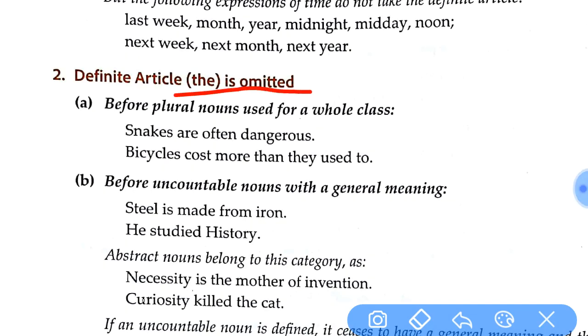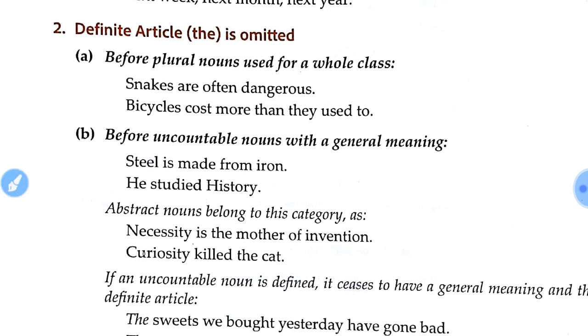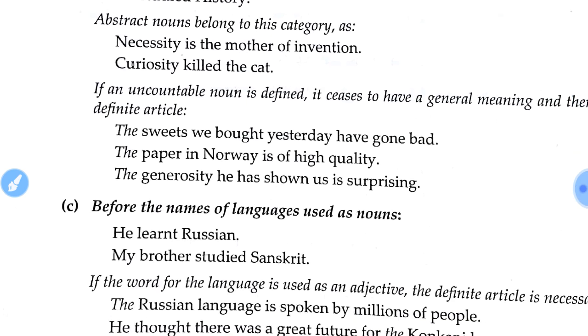Before plural nouns used for a whole class, snakes. Then secondly, before uncountable nouns with general meaning, like steel is made from iron. So we don't use them. Then we also don't use it with the abstract nouns.